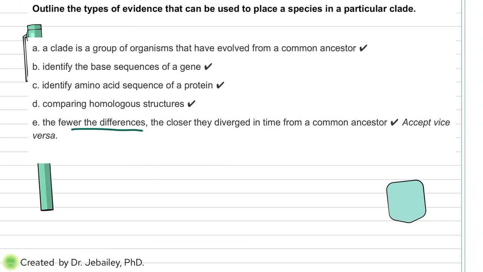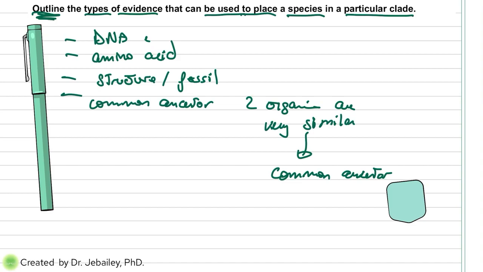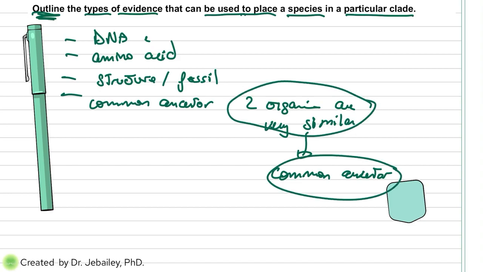Fewer differences means they diverged more recently from a common ancestor. I did mention that, right? When I mentioned here two organisms who are very close, most likely they come from the common ancestor. But I could have said, showing the clade, how 1 and 2 are very related and have barely any difference between them is because they probably just diverged from that common ancestor right here.